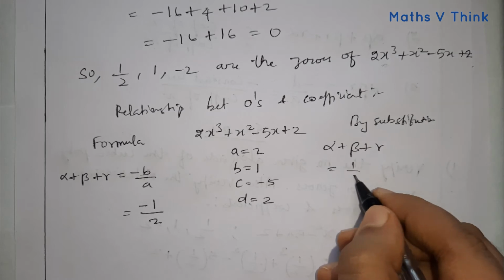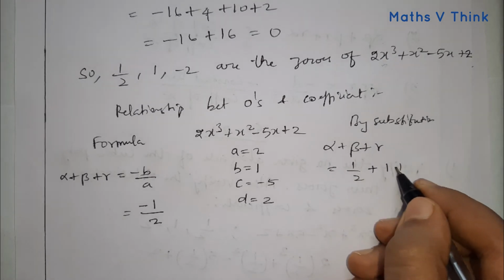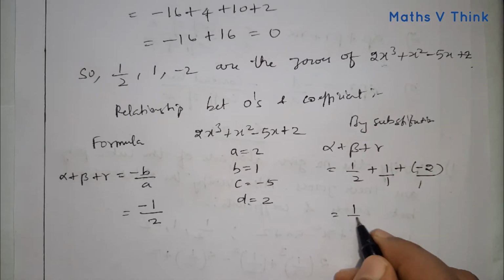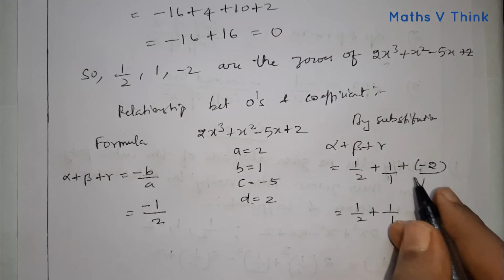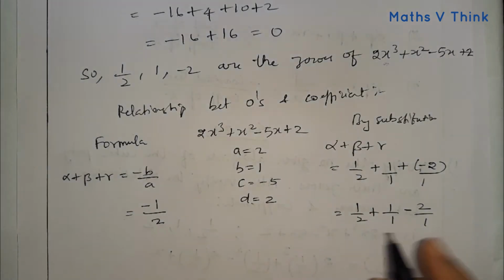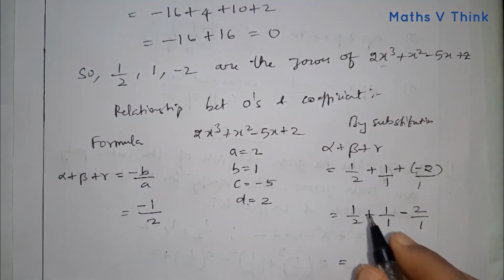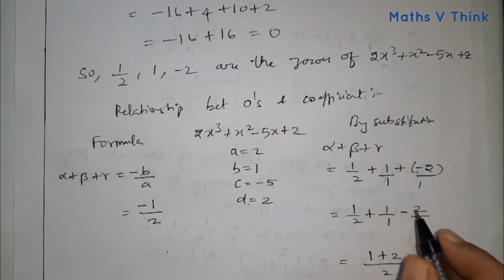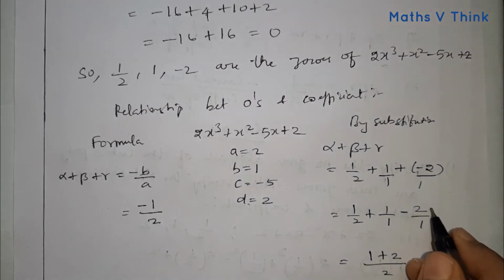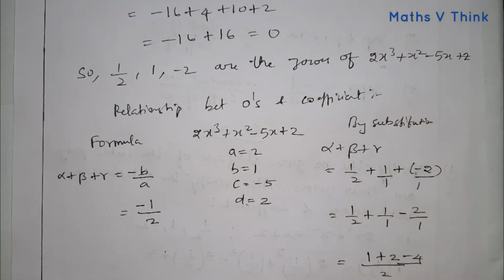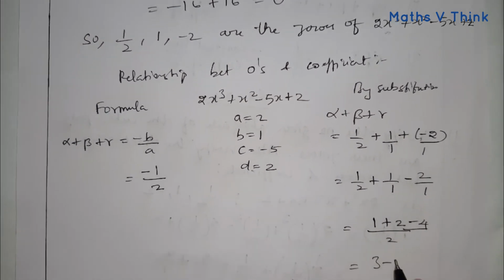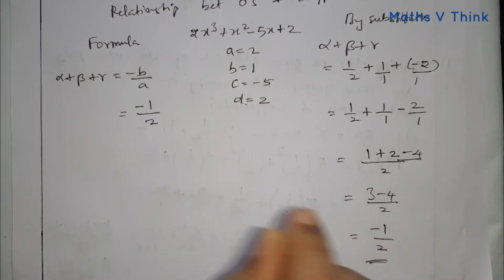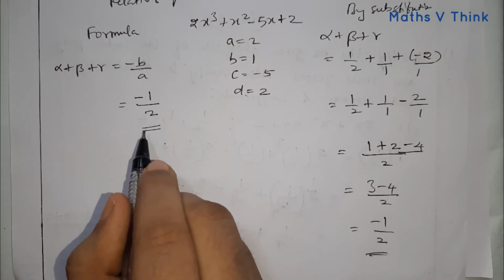So alpha is 1 by 2 plus beta is 1 plus gamma is minus 2, so 1 by 2 plus 1 plus minus 2 by 1. The LCM is 2. So 1 into 1 is 1, plus 1 into 2 is 2, then minus 2 into 2 is minus 4. So 1 plus 2 is 3, minus 4 by 2, which is nothing but minus 1 by 2. So we verified the first relationship.